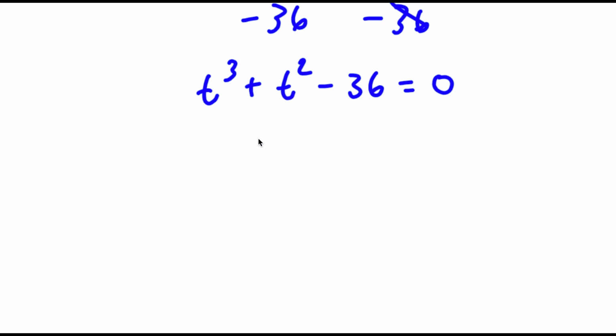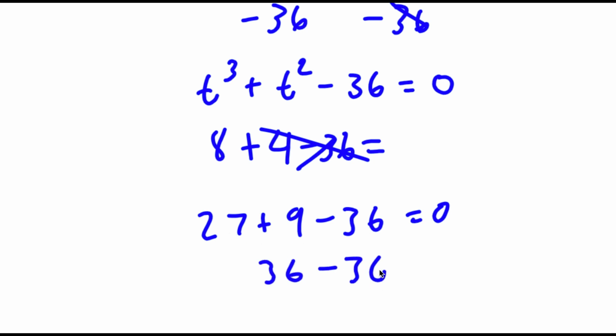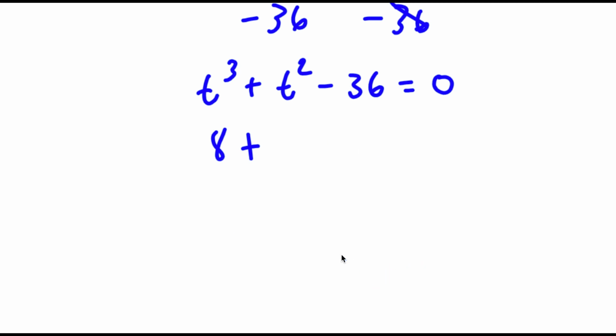2, that would be 2 to the power of 3, which is 8, plus 2 squared, which is 4, minus 36, which would not work. 3, that would be 27 plus 9 minus 36, which would work because 27 plus 9 is 36. So I have 36 minus 36 is 0, which is right. So t equals 3. That's one value of t.